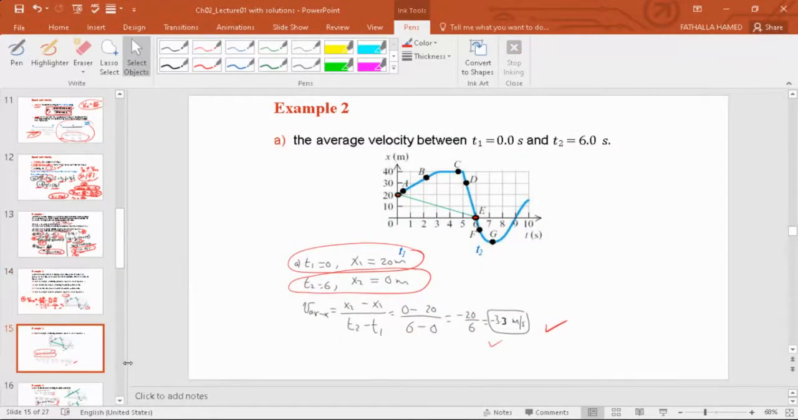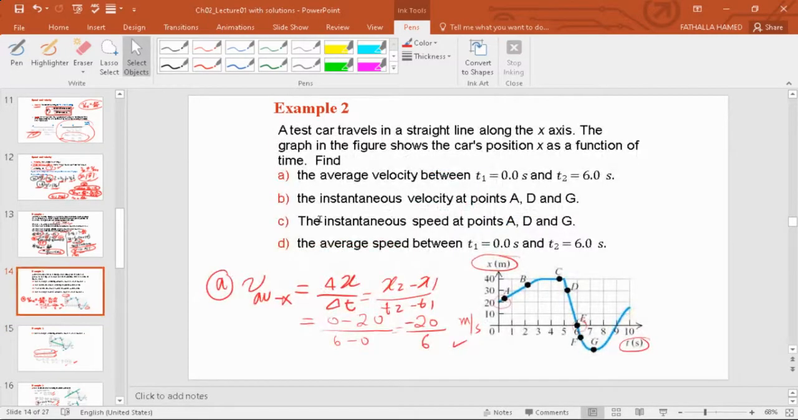So again here, at t equal to 0, x1 is equal to 20. At t equal to 6, x2 is equal to 0. Your v of x will equal x2 minus x1 over t2 minus t1, and that will equal 0 minus 20 over 6 minus 0, which gives you minus 20 over 6, or minus 3.3 meters per second. And that's now your average velocity between 0 and 6 seconds.